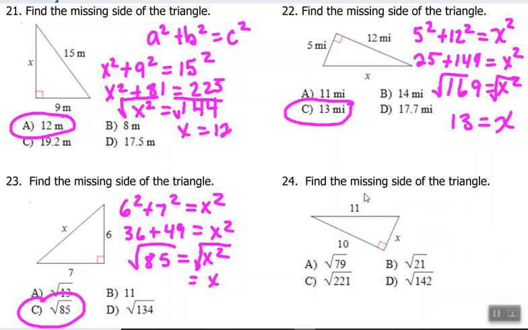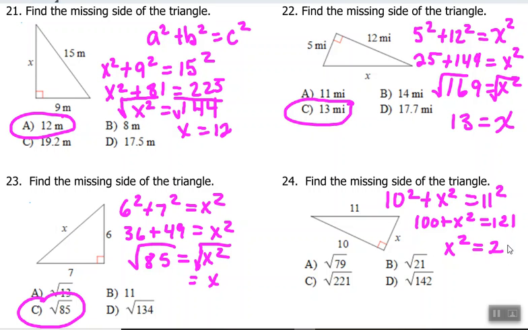Over here I'm finding the missing side of a triangle, and I am missing a leg, not the hypotenuse. So what I have is 10 squared plus x squared, my missing leg, equals 11 squared. And so I'm going to say 100 plus x squared equals 121. I'll subtract 100 from each side, so I get x squared equals 21. And if I take the square root of each side, I'm going to get x equals the square root of 21. So that would be B right there.